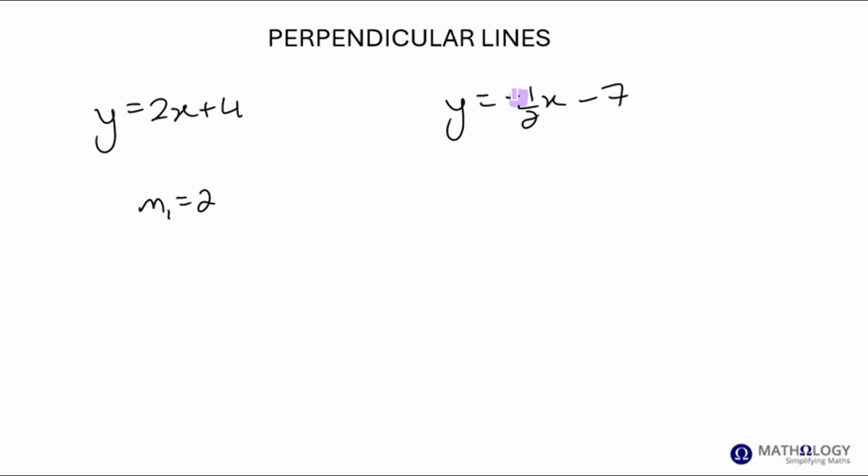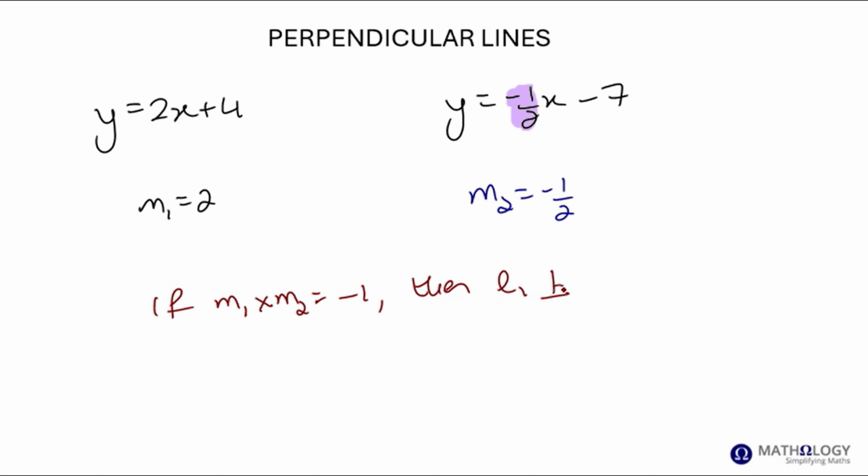Gradient of the second line is minus a half. Now, if the first gradient times the second gradient equals -1, then line 1 will be perpendicular to line 2 again. We'll call this line 1 and we'll call that line 2. So this is the criteria for perpendicular lines.